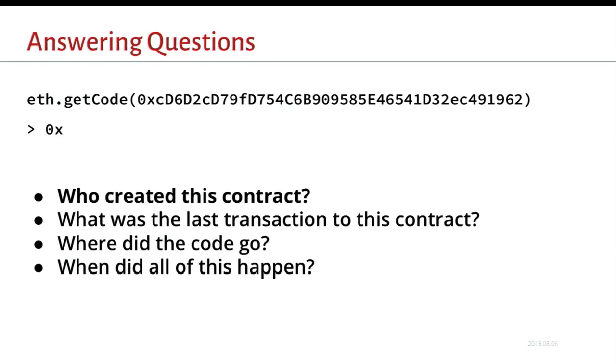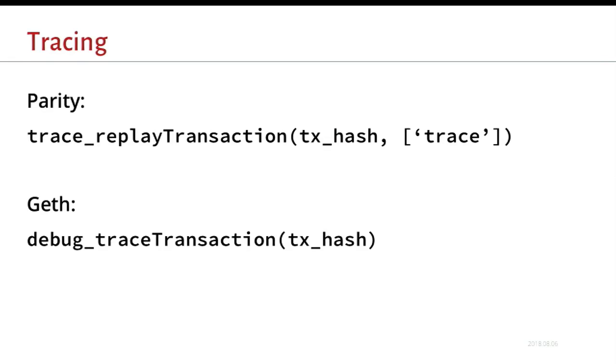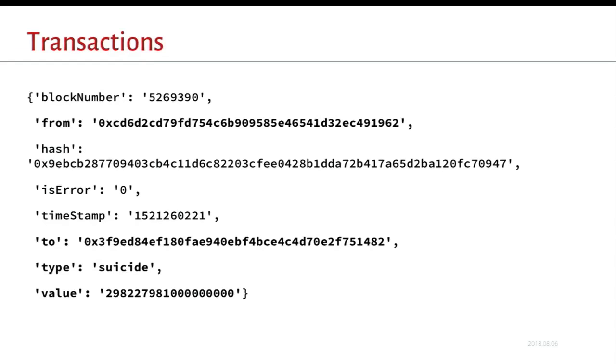So we run software and we just wait a few days and then we can analyze contracts, right? And we can finally start to answer some of these questions. So who created this contract? How do we tell this? Well, the answer is tracing. Here is how to call the tracing API. Parity has a slightly different implementation than Geth. They have different options. But here's what an output trace looks like.